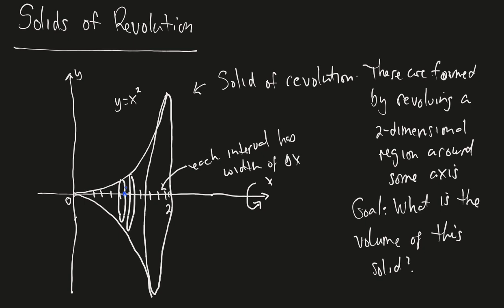But if this is the x value that I chose, then the radius will be that distance. So I'm going to write this down as f of x k bar, the same kind of notation that we used for area, but now we're going to try to use it to solve volume, right? So I have the radius of this disk, and I have its width.